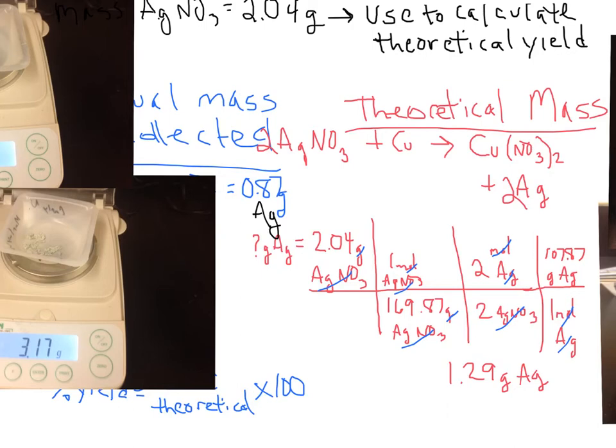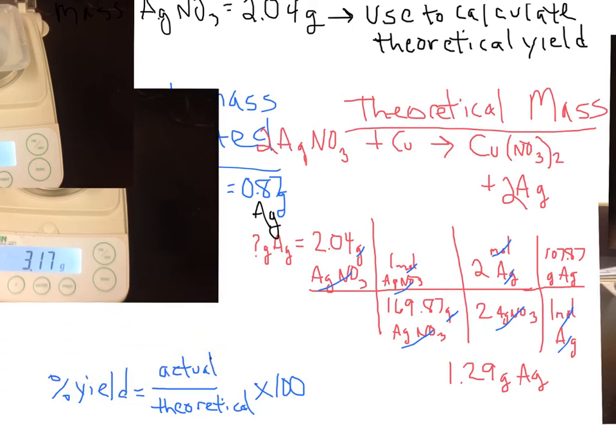So substituting into our equation here, got a lot going on this screen. Okay, our percent yield then is going to be the actual, which is the 0.87 grams of silver, divided by the theoretical. We could have gotten 1.29 grams of silver. Grams cancels out. We multiply it by 100. So my calculator is telling me that I'm getting 67% yield from this reaction.